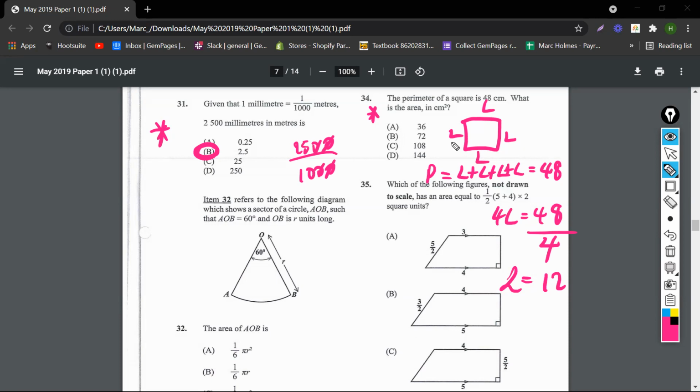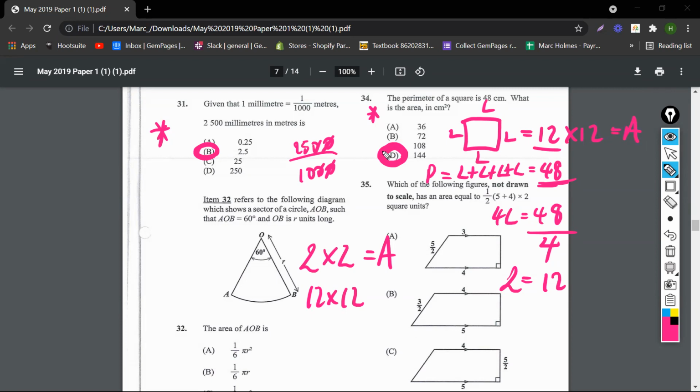And then to find the area of the square now, guys, if I have the length equal to 12, for a square, length times length is equal to the area. So it would be 12 times 12. My answer for this one is 144. Number 34, the answer is D. It's a very easy question, guys. The perimeter is 48, so 12 plus 12 plus 12 plus 12 gives us 48. And then to find the area, it would be 12 times 12 instead.